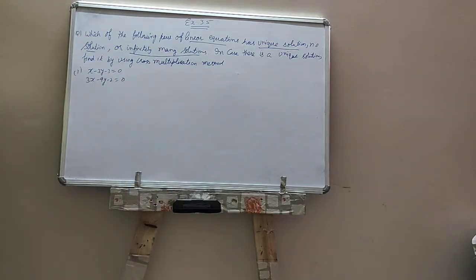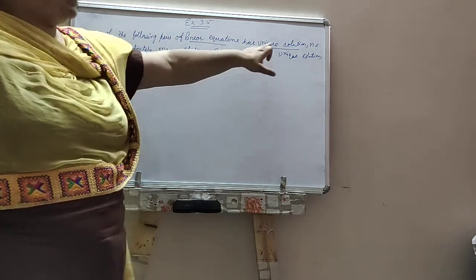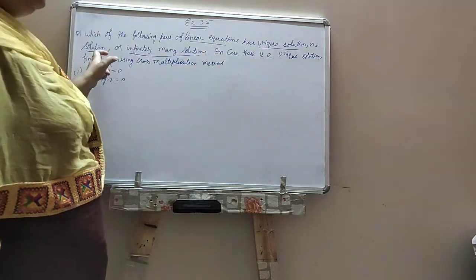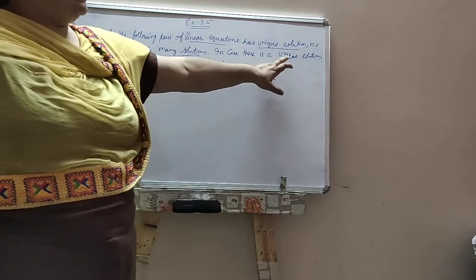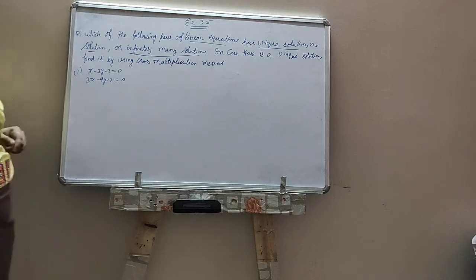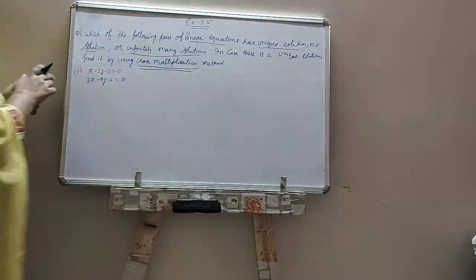Again the same method that we did, that we have to find the ratio of a1 by a2, b1 by b2 and c1 by c2. According to that we will tell that the pair of linear equation is having unique solution, no solution or infinite many solution. In case there is a unique solution, then find it by using cross multiplication method. But this method is new to us.